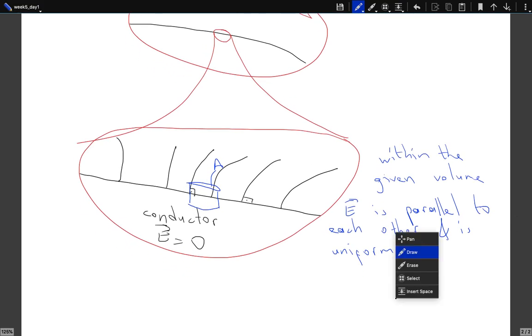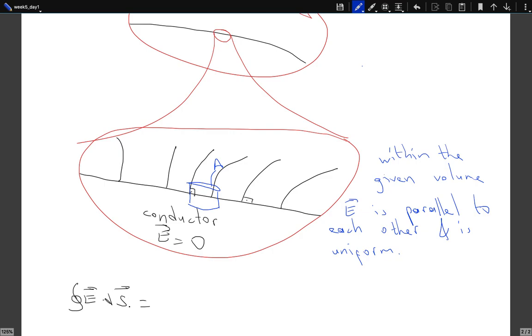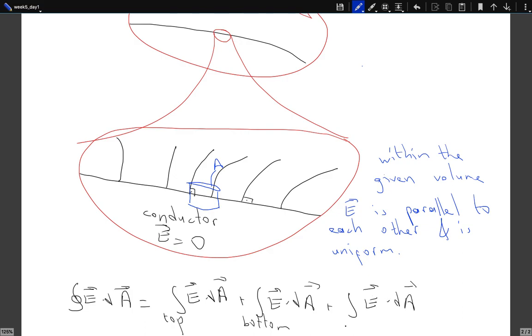But now I can use the Gauss law, which states that the integral of E dot dA, just like in the case of the infinite plane, is E dot dA on the top, plus E dot dA on the bottom, plus E dot dA on the sides. Now, on the sides of this surface, the area vector dA is horizontal, whereas the electric field vector is vertical. They are orthogonal to each other, so this is zero, just like in the case of the infinite plane.